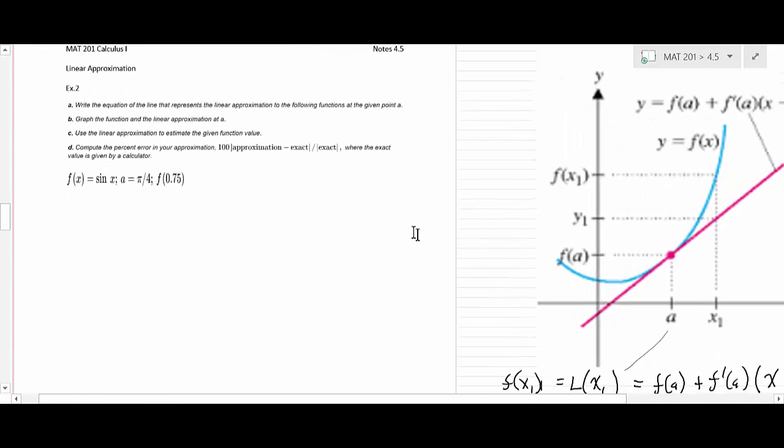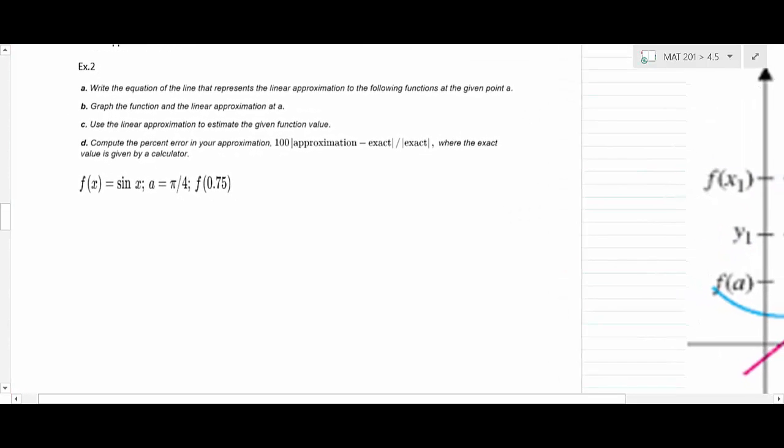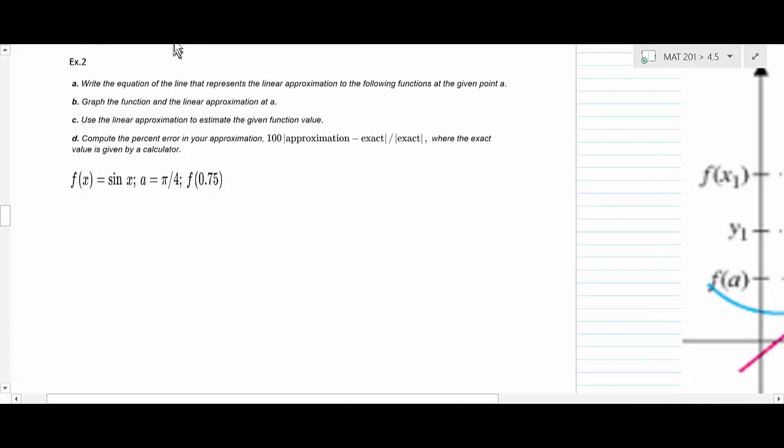Okay, let's move on to a couple other examples with this. Example 2 is just like example 1, just with a different function. So I'm giving you this. If you just write down this function right here, you'll be good. And then we can write down the details here.